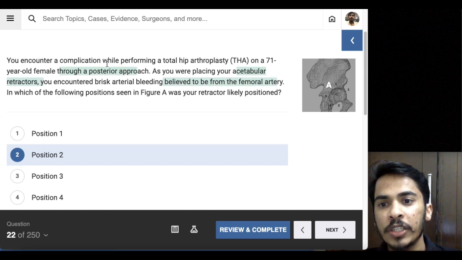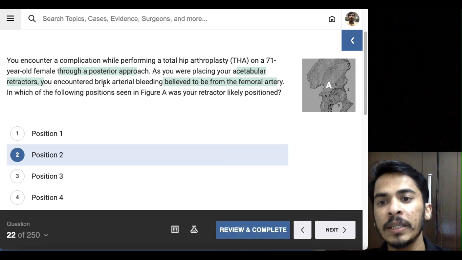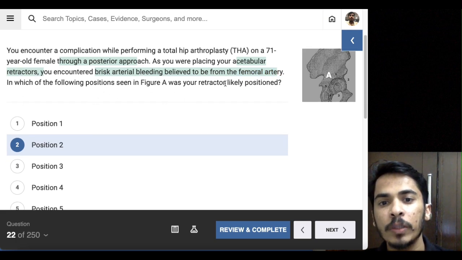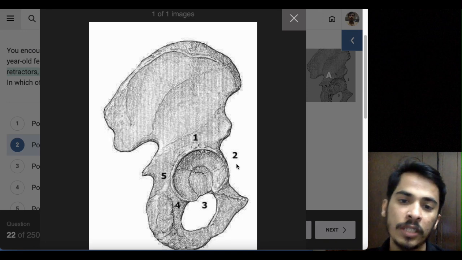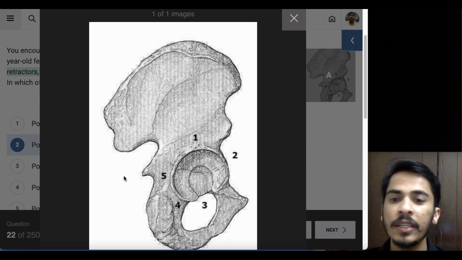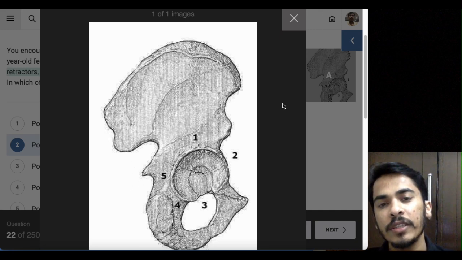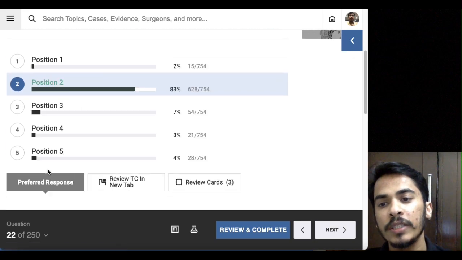You encounter a complication while performing a THR on a 71-year-old female through a posterior approach. As you were placing your acetabular retractors, maybe here in this area, you encountered a brisk arterial bleeding believed to be a femoral artery. So they are asking about the numbered position. The femoral artery will be going in this area, the obturator artery will be in this area, and the sciatic nerve will be in this area. So position 2 is the answer.